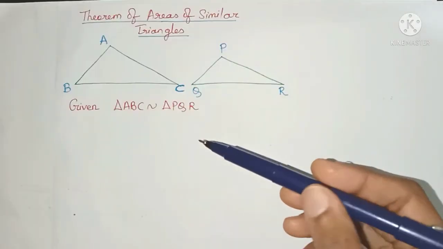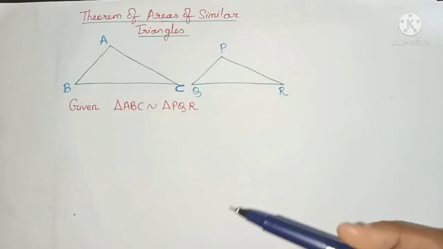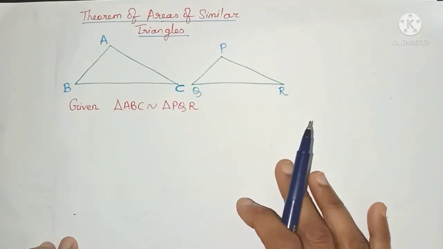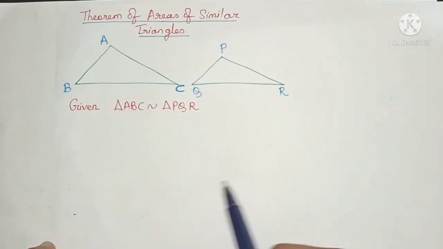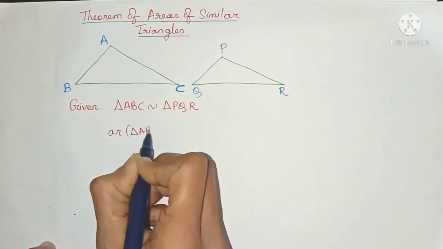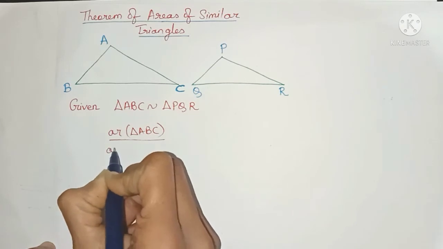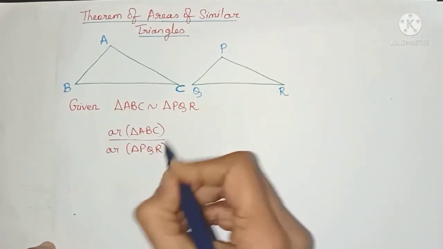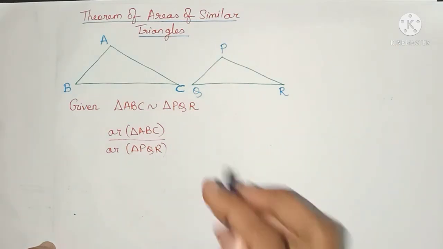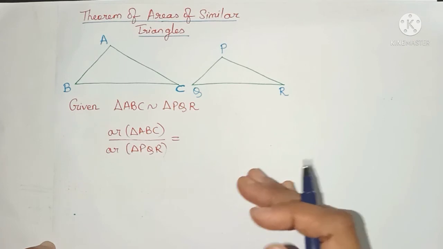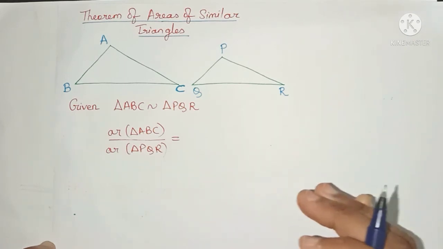Friends, now we come to the theorem of areas of similar triangles. So if we have two triangles ABC and PQR which are similar to each other, then if we take the area of triangle ABC divided by the area of triangle PQR, that is, we are taking the ratio of the areas of two similar triangles, then it is always equal to the ratio of squares of their corresponding sides.